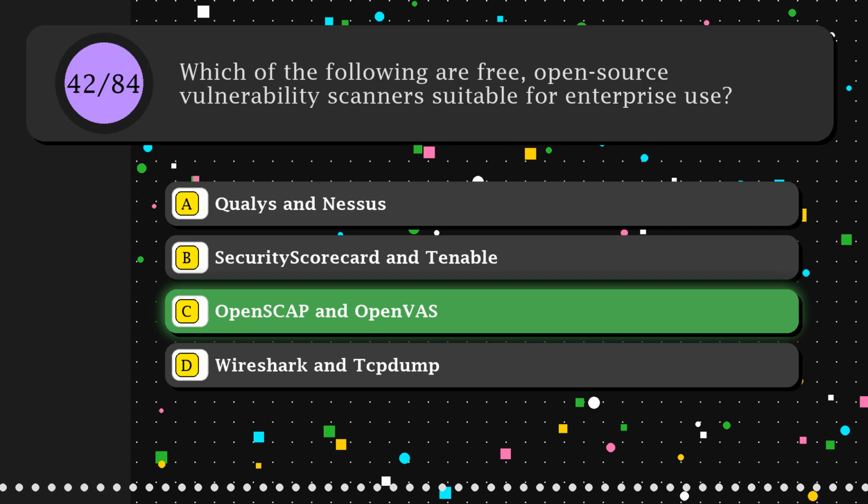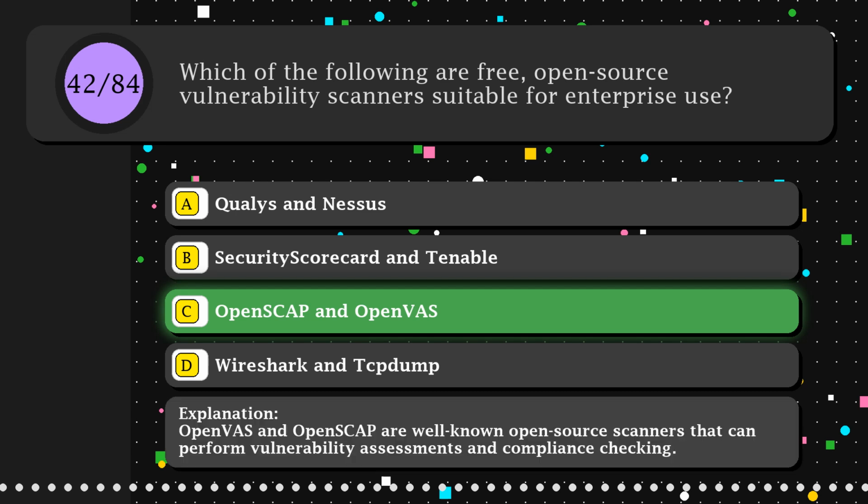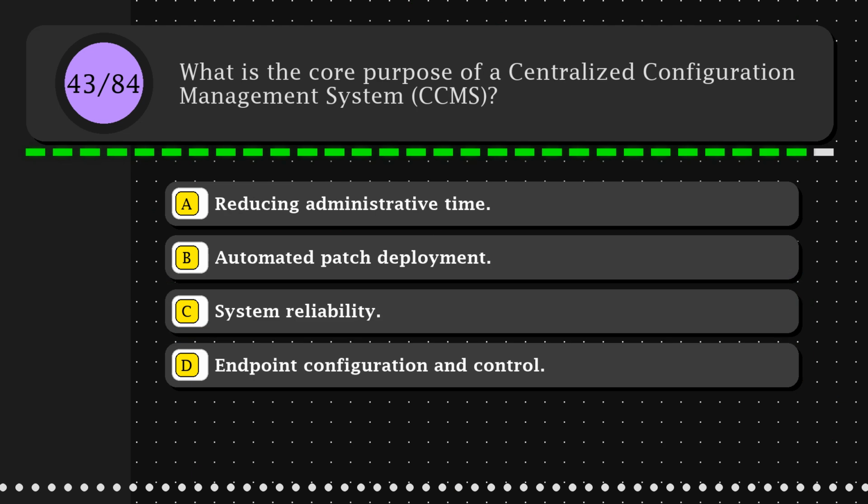The correct answer is option C, OpenSCAP and OpenVAS. OpenVAS and OpenSCAP are well-known open-source scanners that can perform vulnerability assessments and compliance checking. Question 43. What is the core purpose of a centralized configuration management system, CCMS?